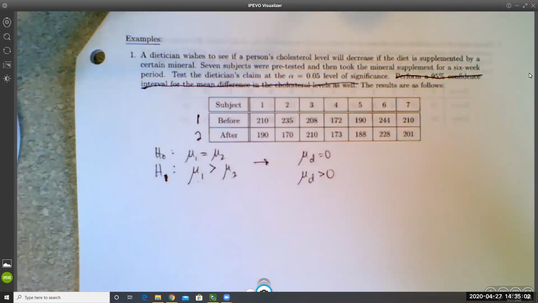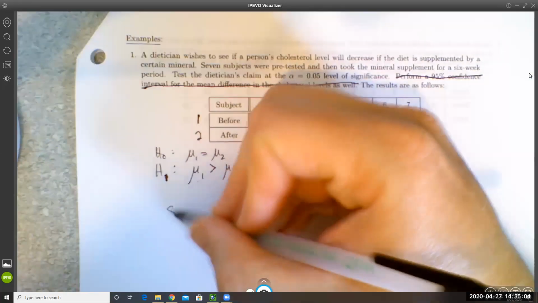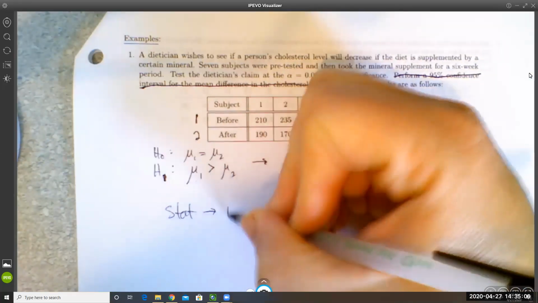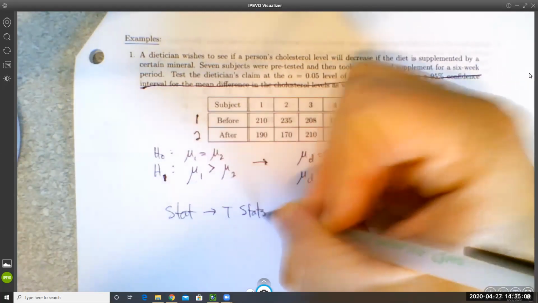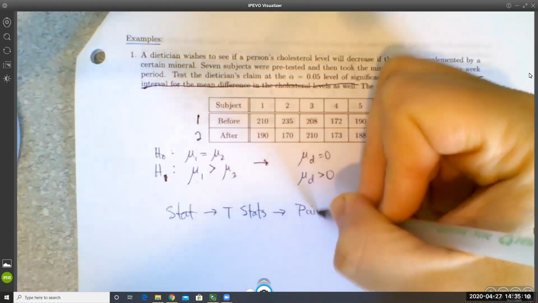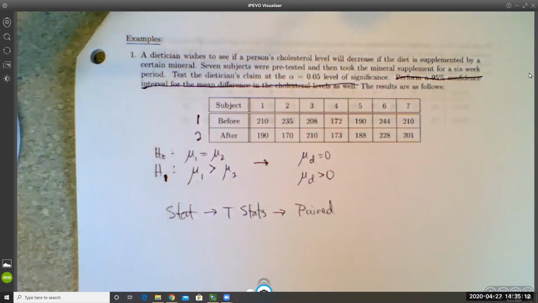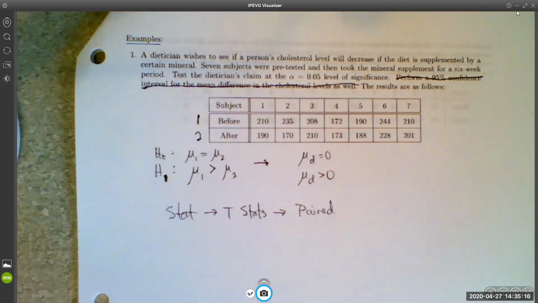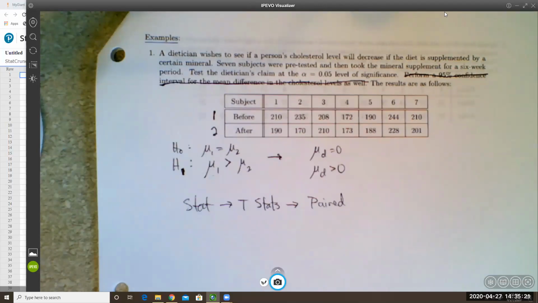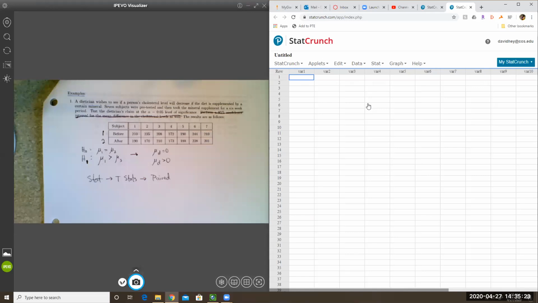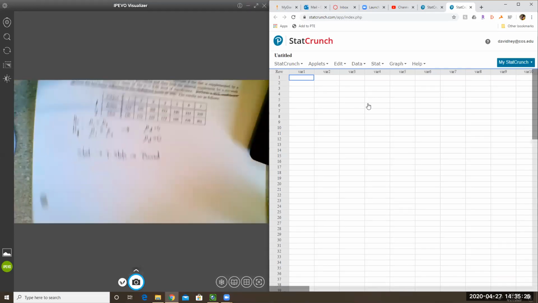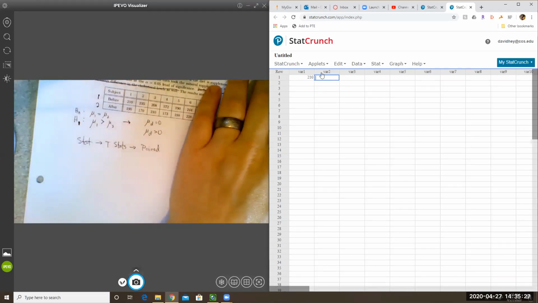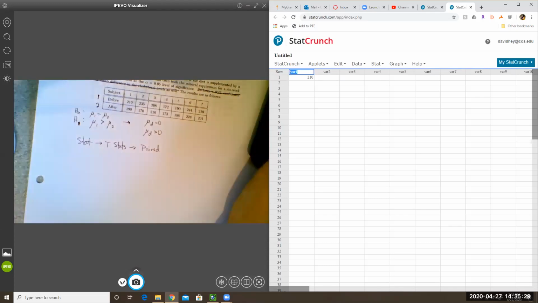So let's go ahead and go to StatCrunch. We're going to go to Stat, T Stats, Paired. And then we need to enter the raw data. So let's go to StatCrunch and enter the data in. Well, maybe I should label this too. So this is the before group.